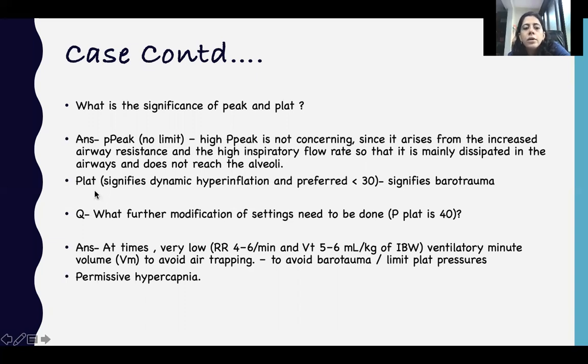This peak pressure does not reach the alveoli and is not harmful to the lungs. What is important is the plateau pressure, which signifies dynamic hyperinflation, and our target should be to keep this plateau pressure less than 30 centimeters of water to avoid any barotrauma.